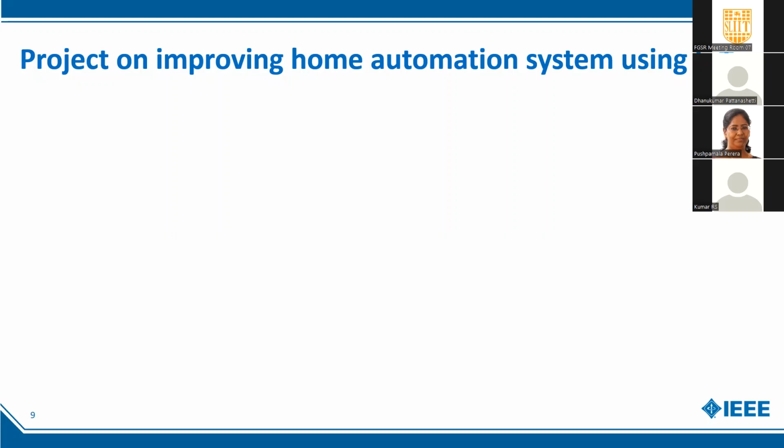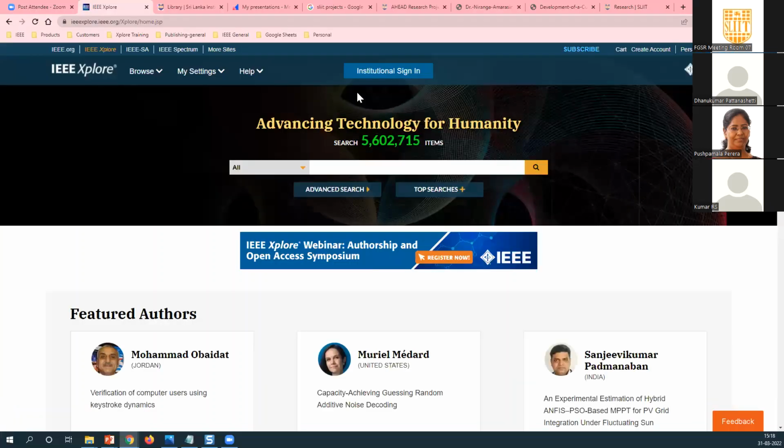There are questions students are looking at nowadays: how to really improvise various things with the help of technology. If you talk about a home automation system, how can I really improve it by using IoT is the question. So let's look for some answers with the help of the IEEE Xplore Digital Library.